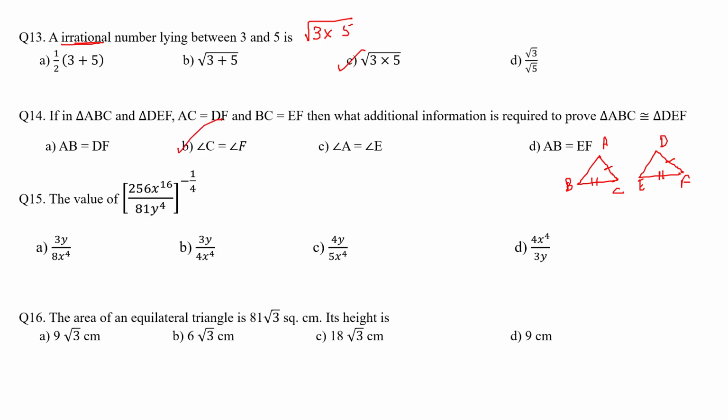Let's check the further options also. Angle A equal to angle E, but angle A corresponds to angle D. So this is also wrong. AB equal to EF, this is also wrong. AB should be equal to DE. So B is the correct option.